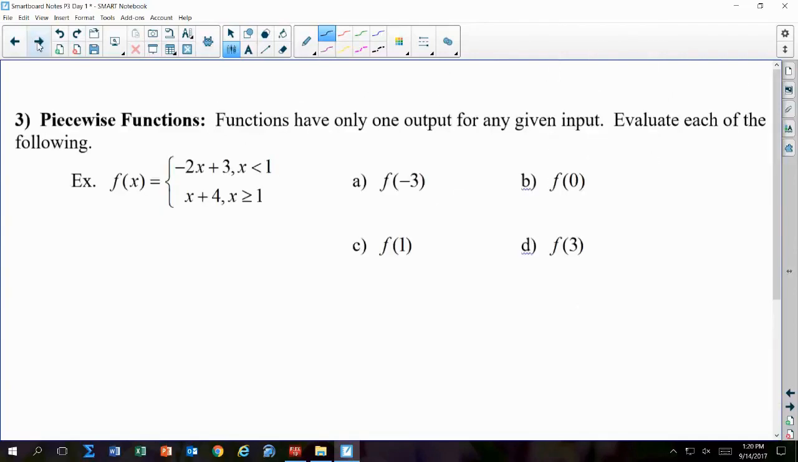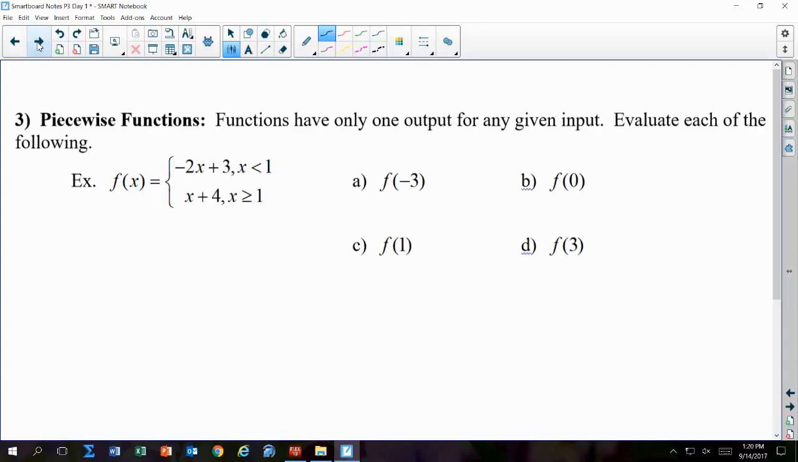Okay, so now that we've talked a little bit about domain, we're going to focus on piecewise functions. Who remembers piecewise functions from last year? A couple people. Have you at least heard of a piecewise function? Okay. So a piecewise function says functions have only one output for any given input. Evaluate each of the following.